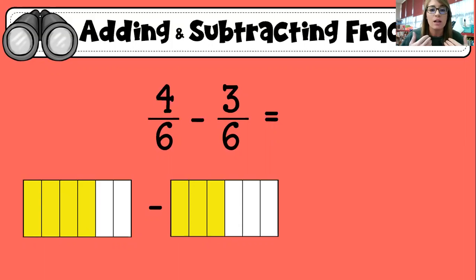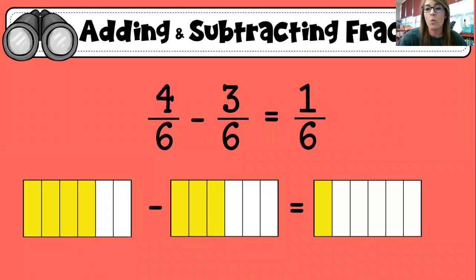All right, so let's look at our example right here. We've got 4/6 minus 3/6. Because our denominators are the same, we can just subtract our numerators. So we've got 4/6, and if we take away 3 of those, what is 4 minus 3? Very good. We would have 1 left, and that 6 remains the same all the way across.